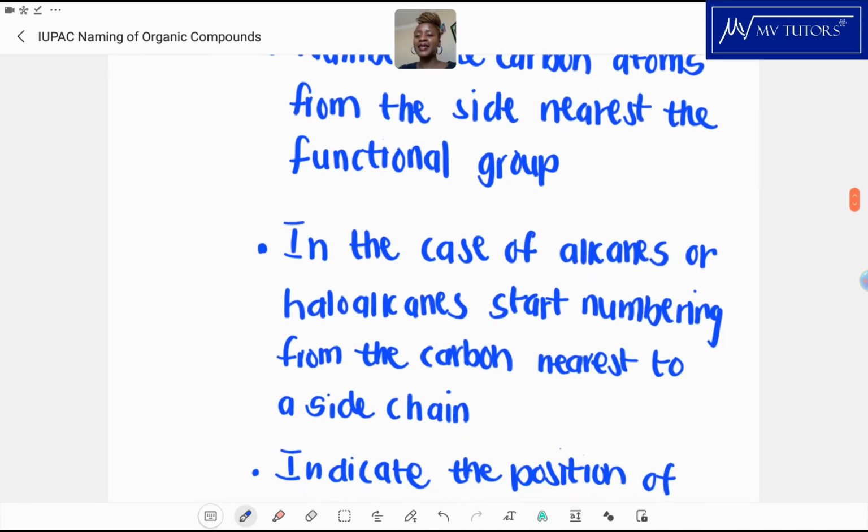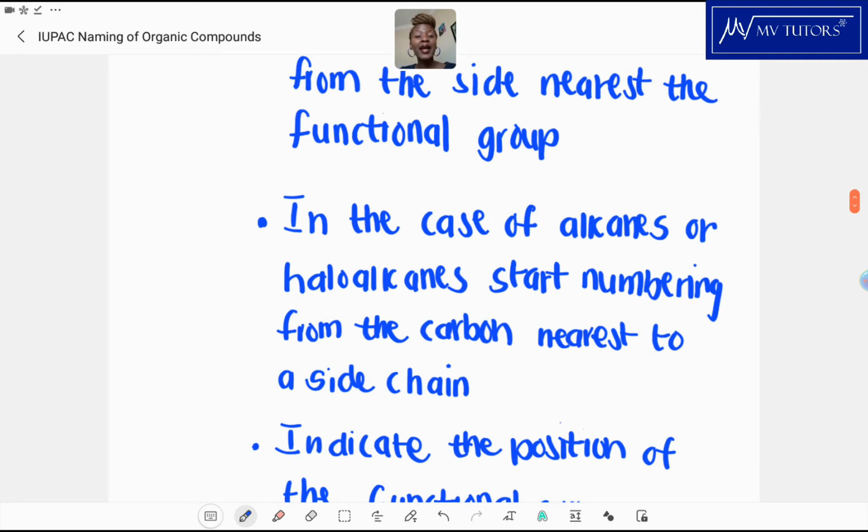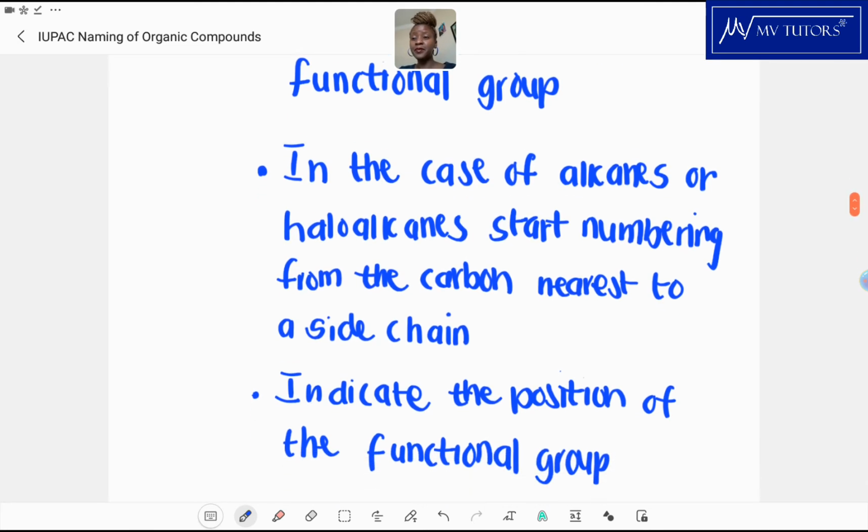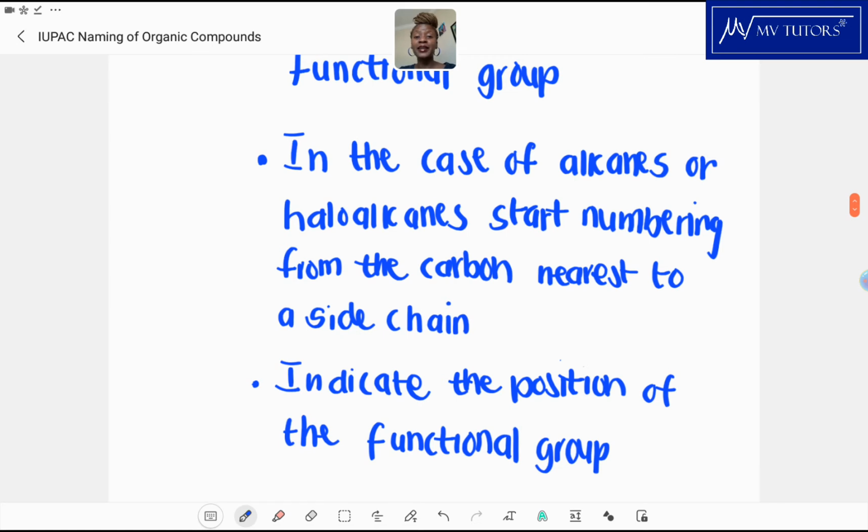And then it says, in the case of alkanes or haloalkanes, where halo means you have an alkane and one of the hydrogen atoms is substituted by a halogen, chlorine, bromine, iodine, one of those. If you have an alkane or a haloalkane, you start numbering from the carbon nearest to the side chain. You start numbering from the carbon nearest to the side chain.